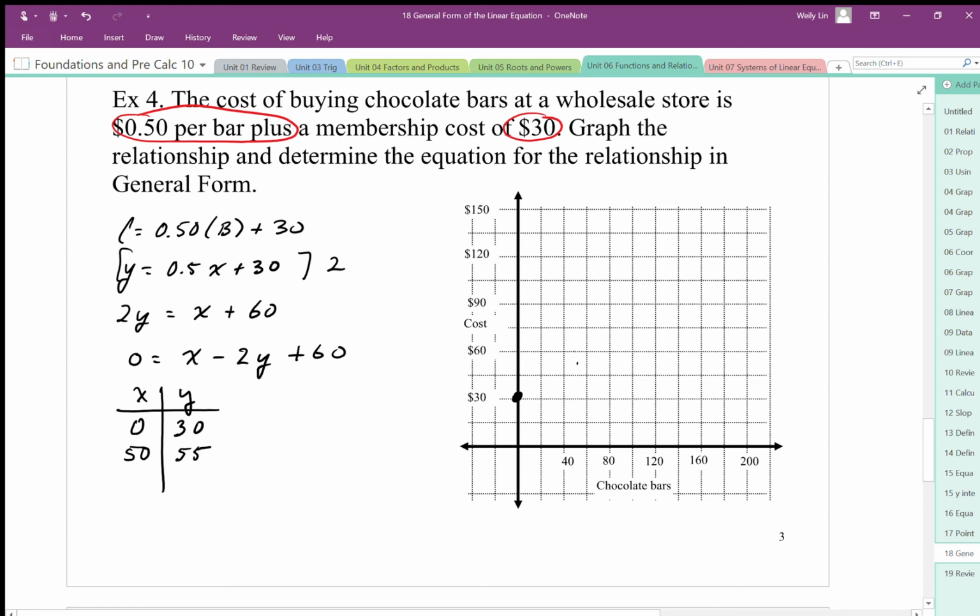Okay. Let's do maybe 100 bars, or let's use 120, since we have it on our grid. 120 bars is going to cost us $60 for the 50 cents per bar, plus the $30, which gives us $90. So we're going to have $90 here. So our relationship is going to look like this. Okay, and again we can see our slope. The slope of 50 cents per bar shows up here like this.